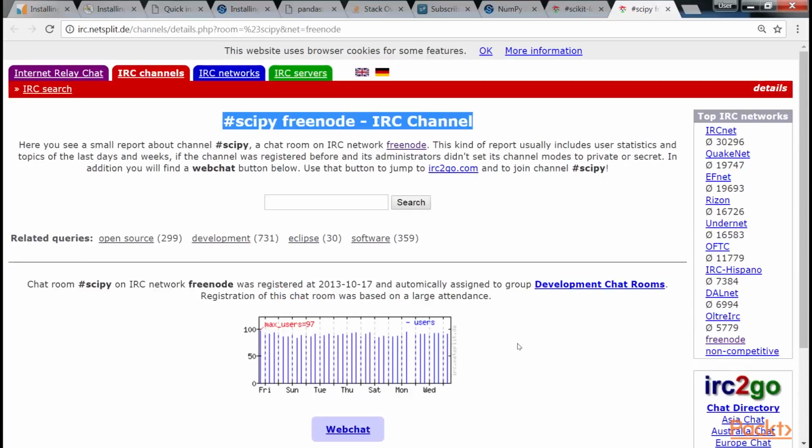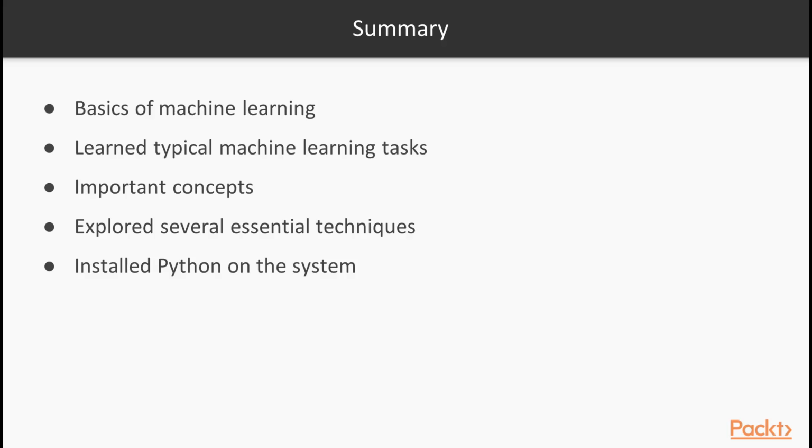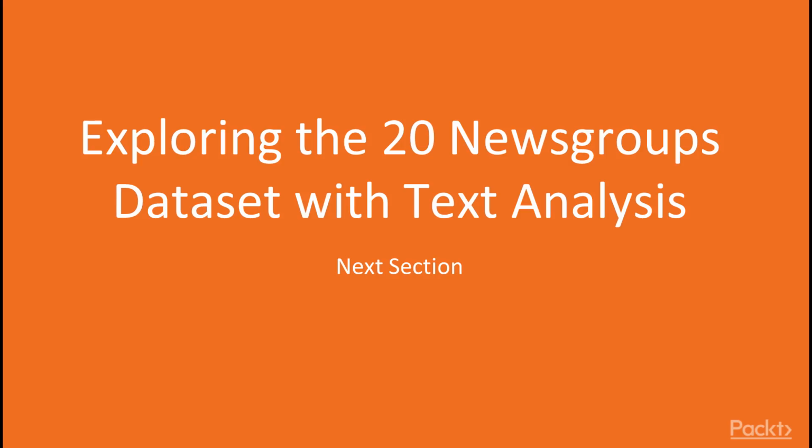Cool! We just finished our first mile in the Python and machine learning journey. Through this section, we got familiar with the basics of machine learning. We started with what machine learning is all about. We also learned typical machine learning tasks and explored several essential techniques of working with data and working with models. Now that we are equipped with basic machine learning knowledge and also got software and tools set up, let's get ready for the real-world machine learning examples ahead. In the next section, we will explore the 20 newsgroup dataset with text analysis algorithms.